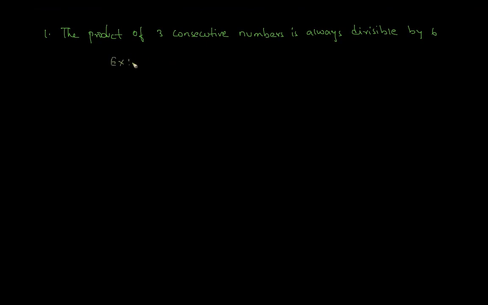What is the meaning of that? You take any 3 consecutive numbers, 10 into 11 into 12, it is always divisible by 6. Is it divisible or not? Take some other numbers, 21 into 22 into 23, divisible by 6. See, 2 threes, 2 11s, and 3 7s. So the product of any 3 consecutive numbers is always divisible by 6.